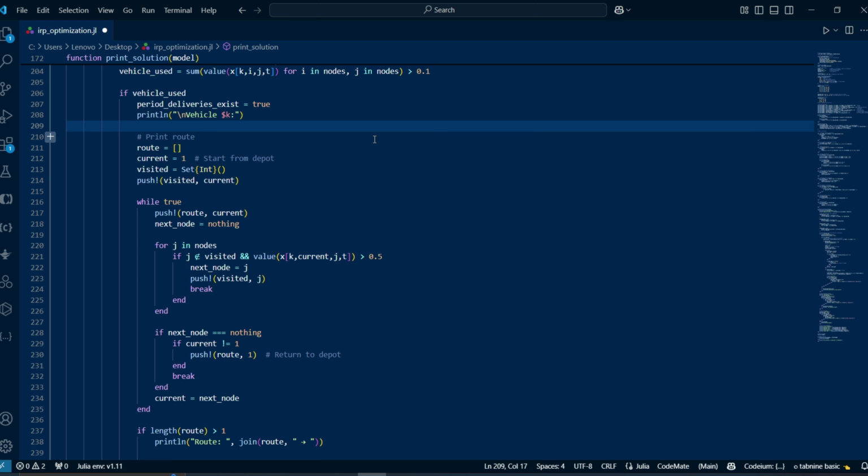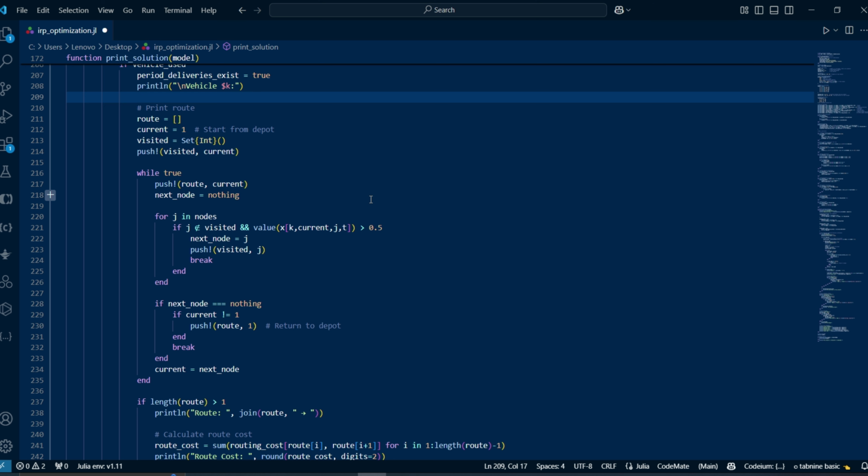The first task is to determine the vehicle's route. Starting from node 1, we iteratively traverse to the next node using the X decision variables, marking visited nodes along the way. This process continues until all relevant nodes are visited, after which the vehicle returns to node 1, and the complete route is printed as a sequence of nodes, and the cost of this route is calculated and displayed.